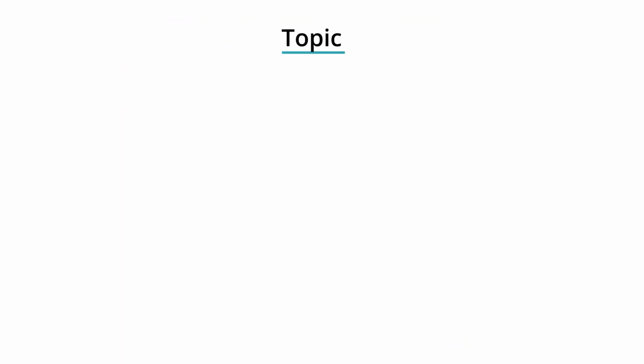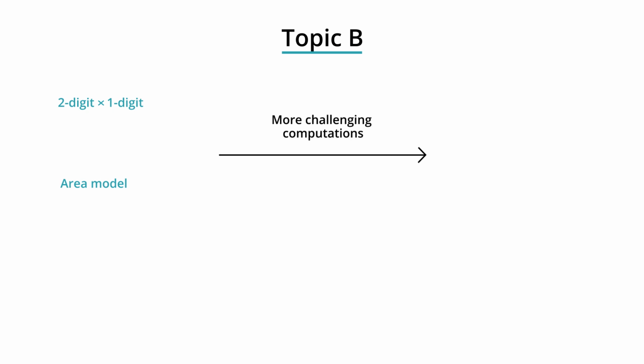At the beginning of Topic B, students start with easier computational cases, like 2-digit by 1-digit multiplication, and use more pictorial and representational methods, like an area model, to solve. Throughout the topic, they'll progress to more challenging computational cases, like 4-digit by 1-digit multiplication, and use increasingly efficient methods, like algorithms, to solve. Topic C follows a similar, though abbreviated, progression.